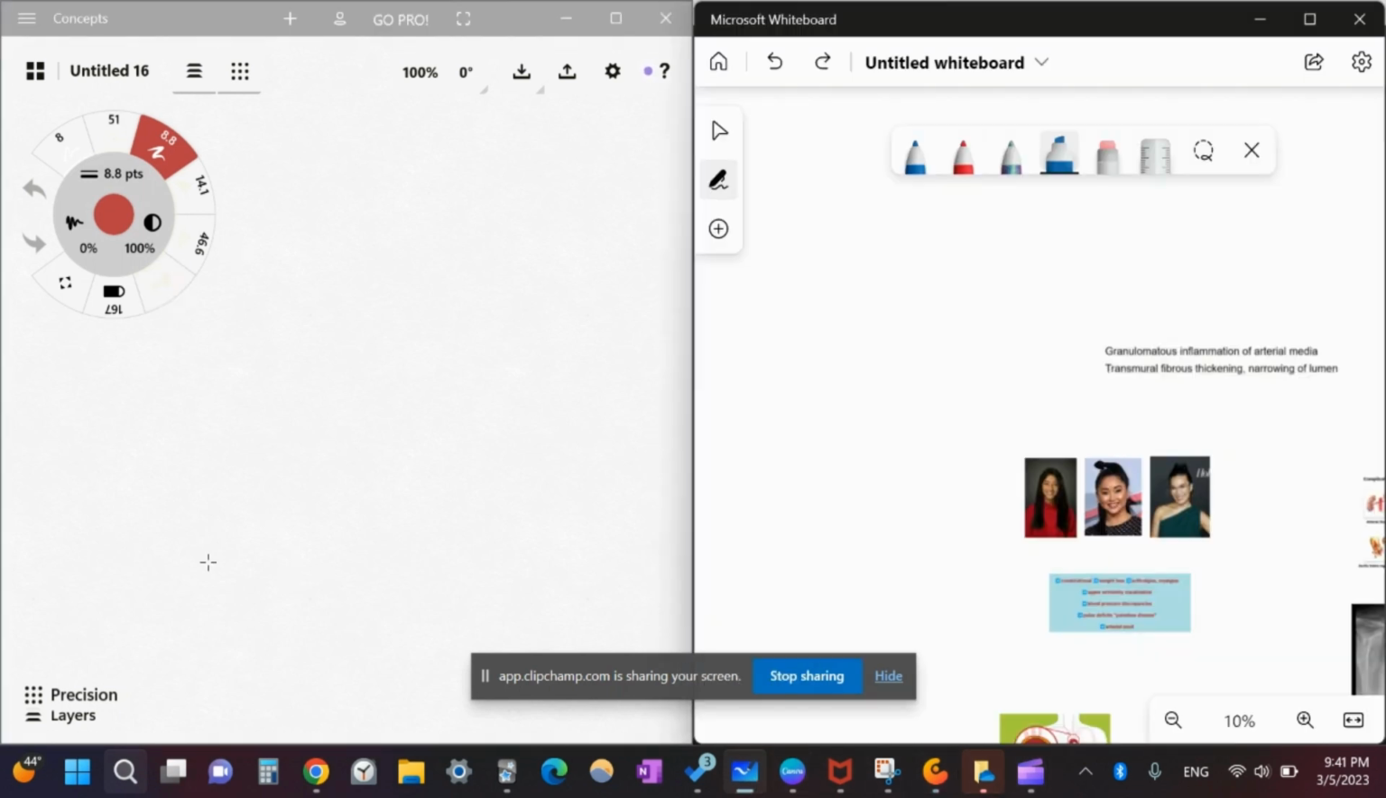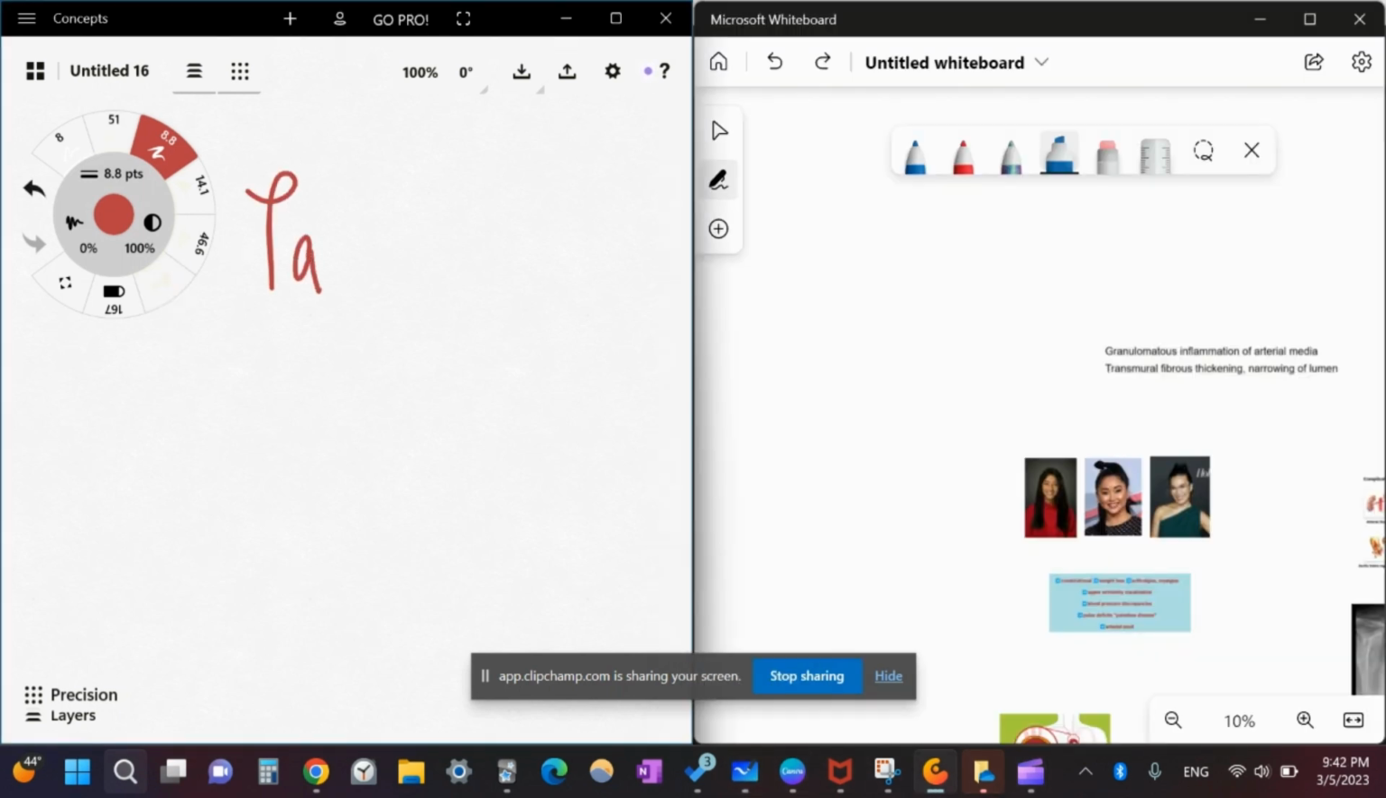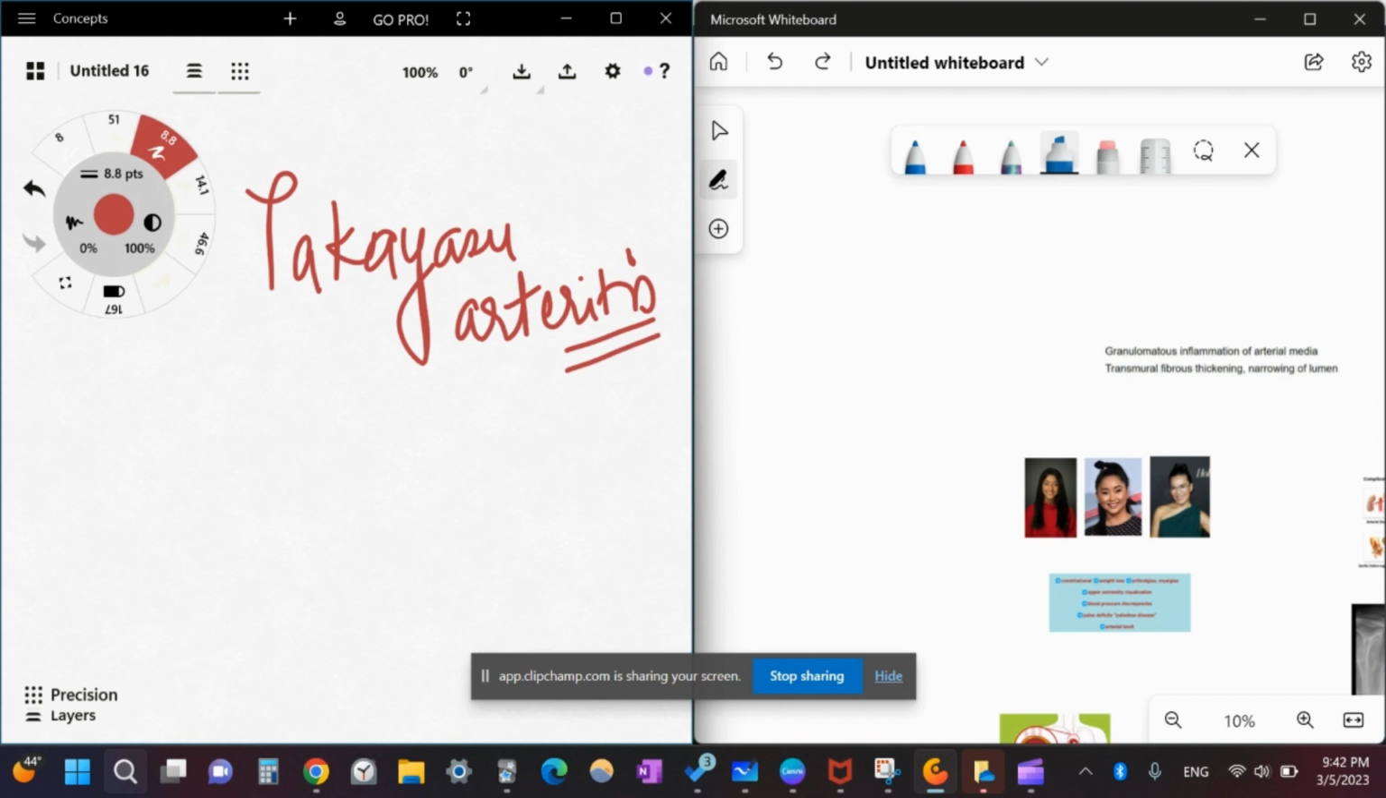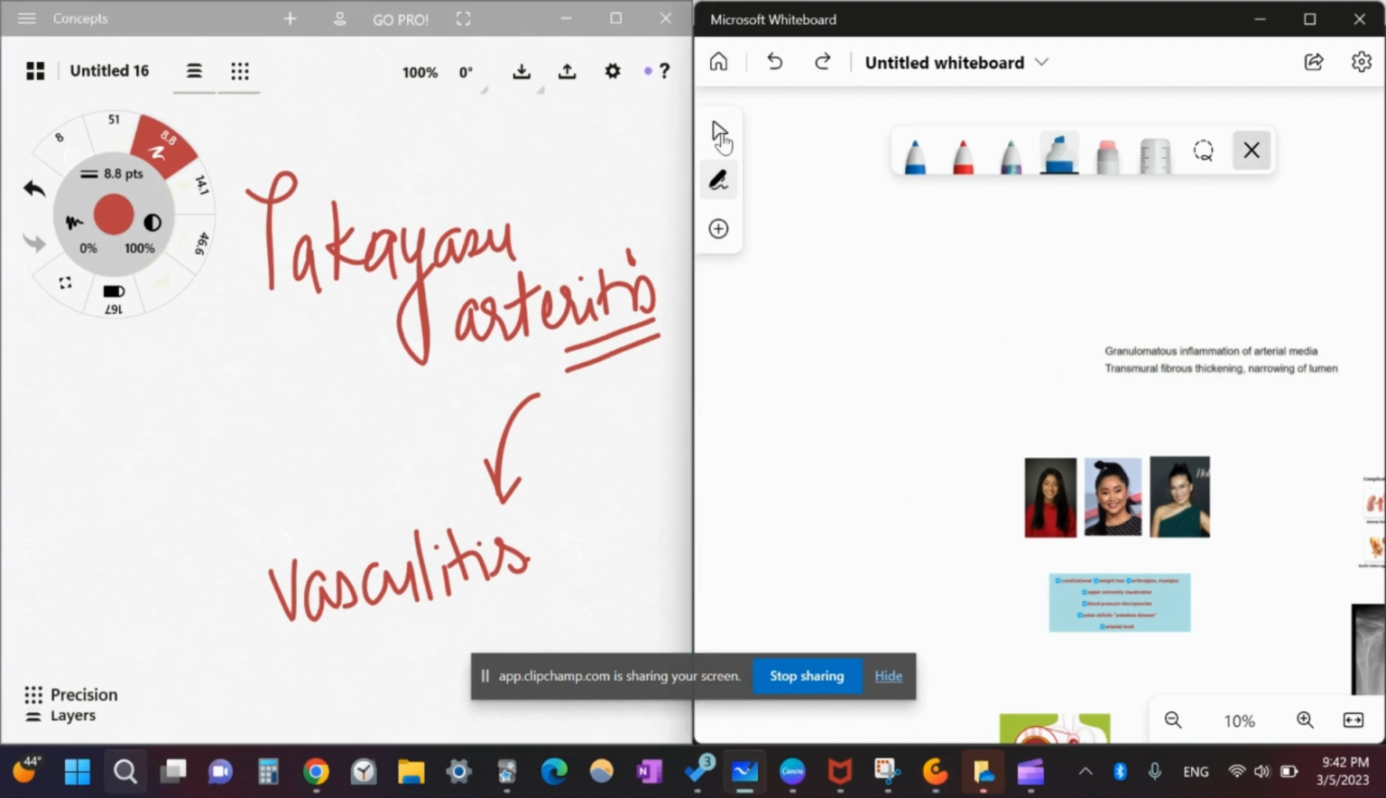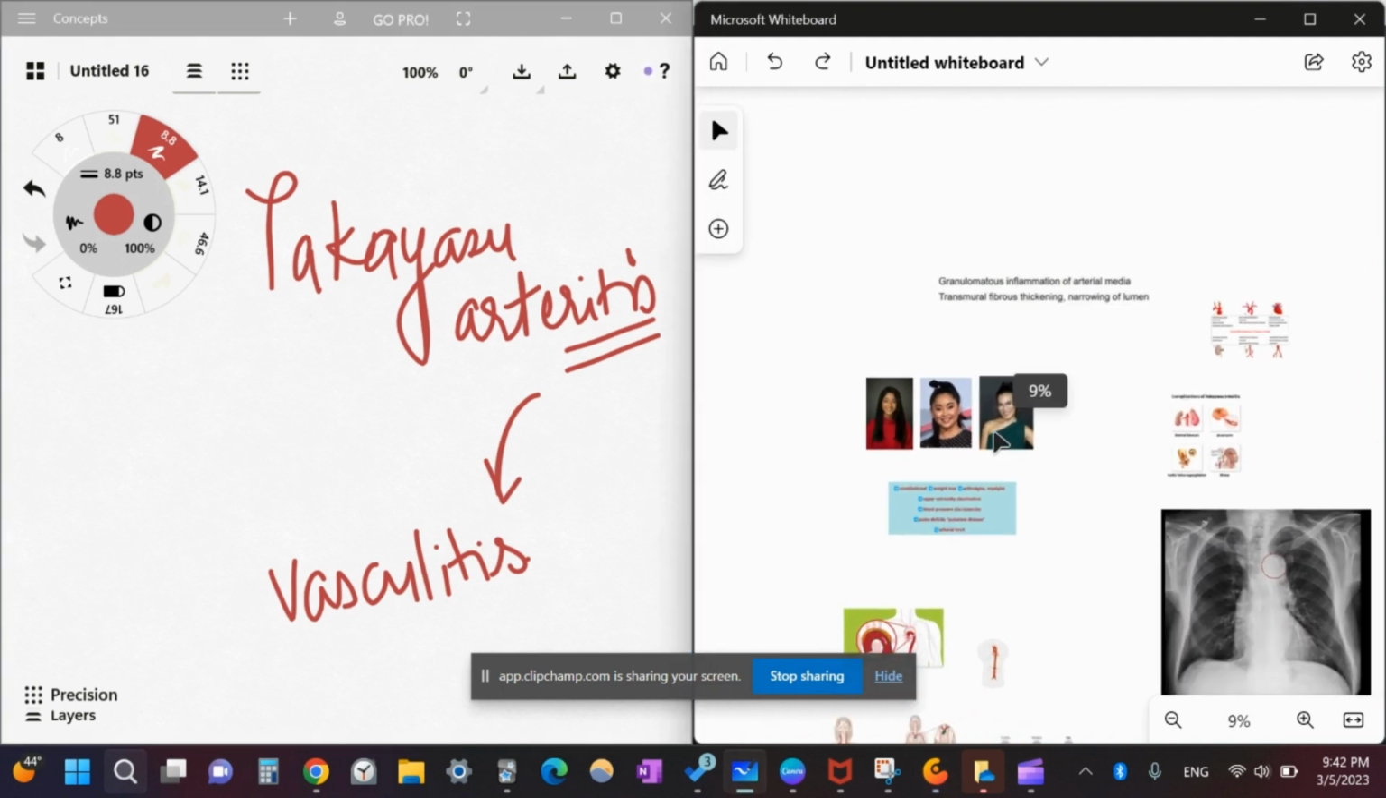Today we're going to talk about Takayasu arteritis. So, what is Takayasu arteritis, right? You can already see that it's arteritis, so you can already make out from the name that it's a type of vasculitis, right? Now, let's first talk about the epidemiology of this disease.